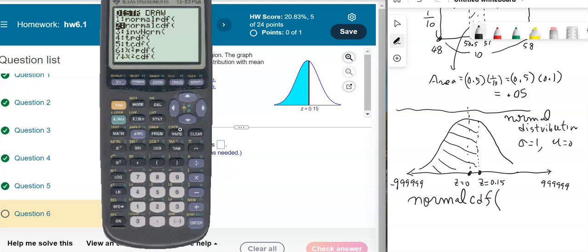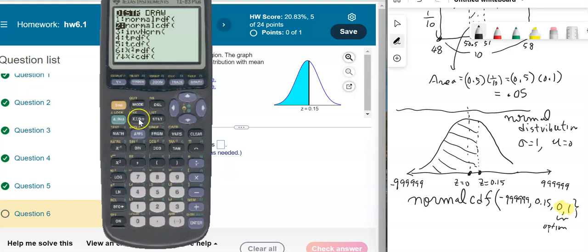The first number is the most left number, negative 9999999, and then the right side is 0.15, and then mu equal 0, sigma equal 1. But these two are optional.